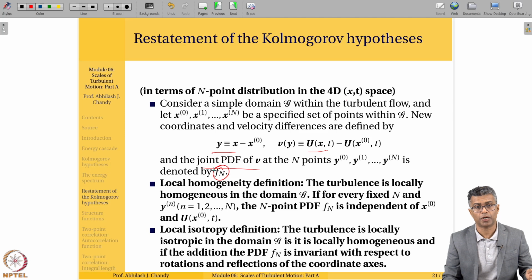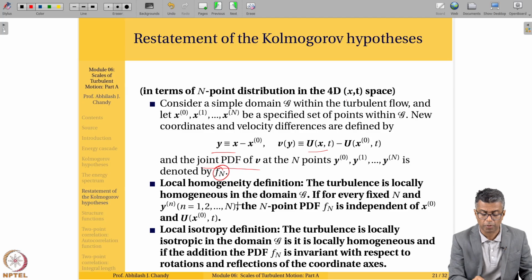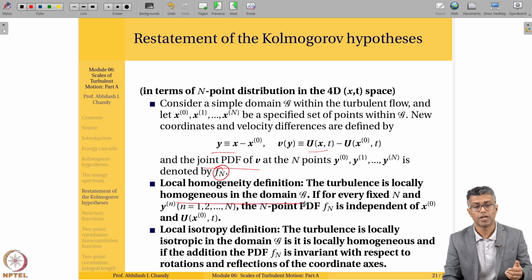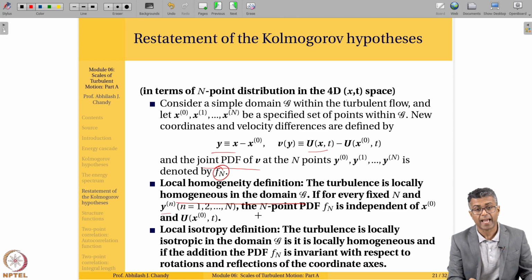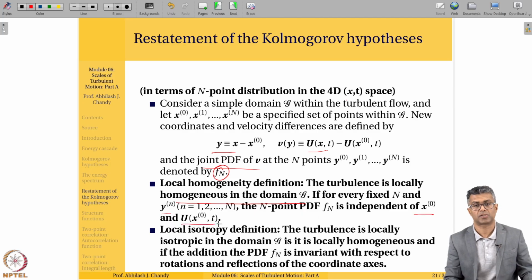According to the local homogeneity definition, which is where all the small scales are homogeneous, the turbulence is locally homogeneous in the domain if, for every fixed total number of points n and yn, which is the differences in spatial points, so x minus x naught, the endpoint PDF Fn is independent of x naught and x, isn't it?